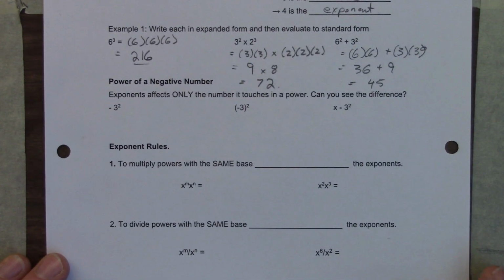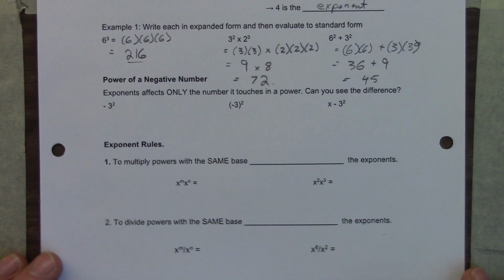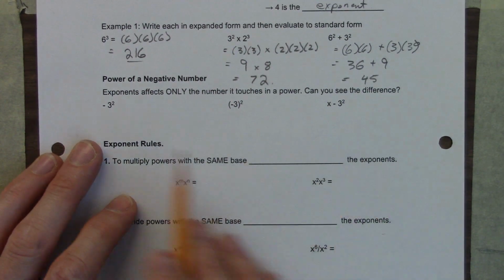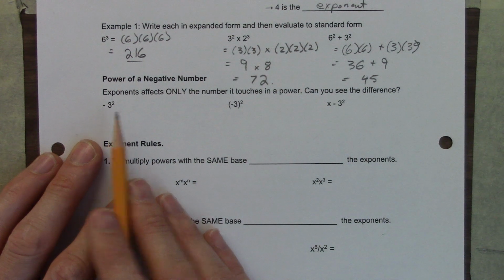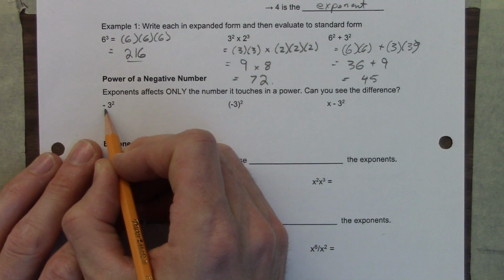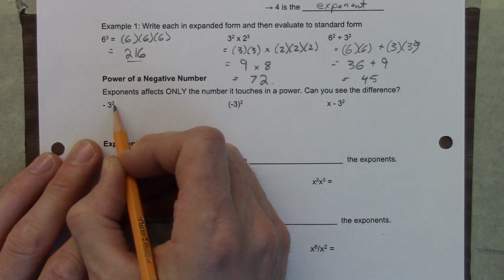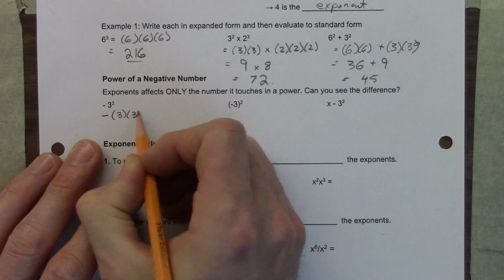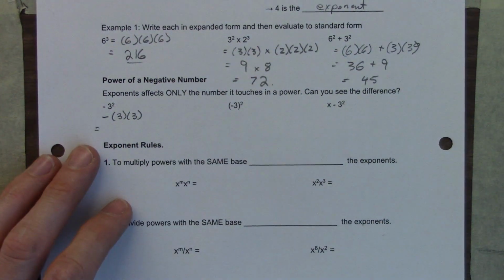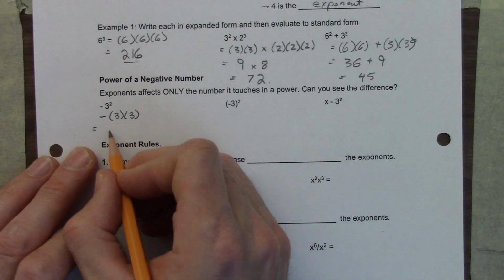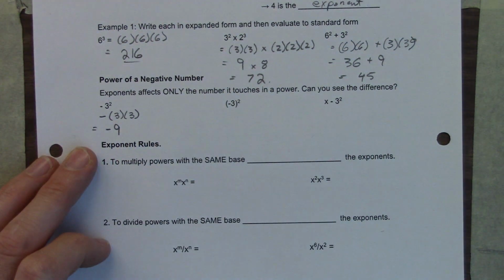Now, power of a negative number. So exponents affect only the number they touch in a power. Can you see the difference? So here we go. Negative 3 squared. Because this negative sign is not included in brackets to the square, it stays on the outside. This is very important. It's going to get confusing quick if you start squaring the negative. Because it stays on the outside, the answer is negative 9.